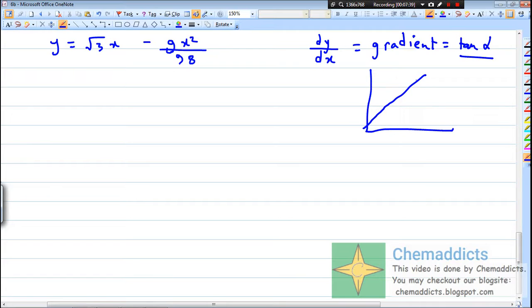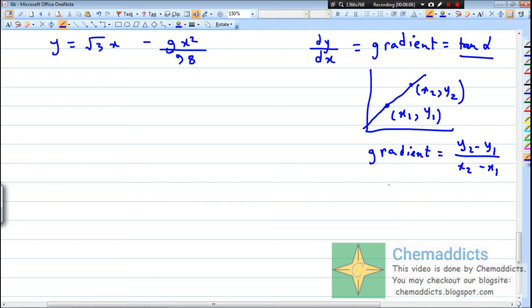Okay, suppose this is the graph. So suppose these are 2 points. Here suppose this is x2, y2 and this is x1, y1. So here the gradient is, as we already know from the previous concept, y2 minus y1 divided by x2 minus x1.